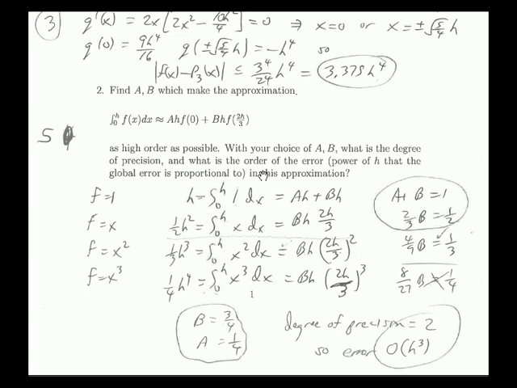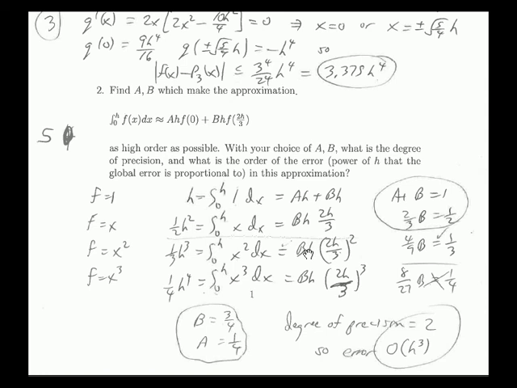even further. Because if it just asks what are the best choices of A and B, then we'd be done after this, because there's only one choice of A and B that satisfy the two equations. But it asks what is the order, so you have to go and see, maybe you get lucky and it's exact for x squared also.